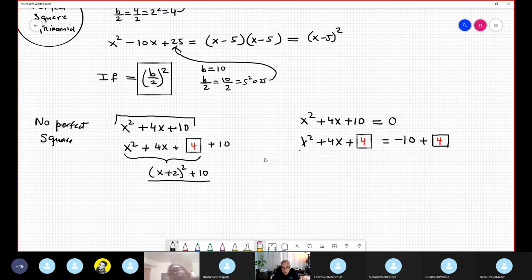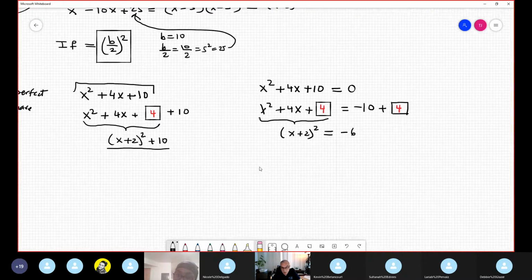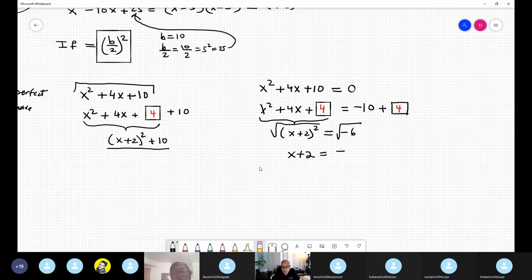Now the factorization, this guy, is x plus 2 squared. And here we have minus 6. Now we are ready to apply the square root method, exactly the same as we were doing before. You apply the square root to both sides. The square root and the square power undo each other, and we have plus or minus. Don't forget.